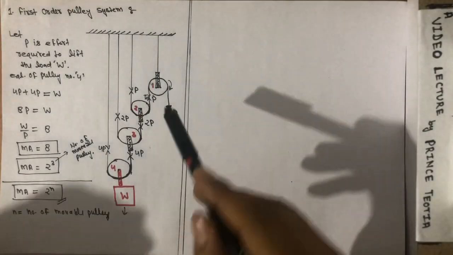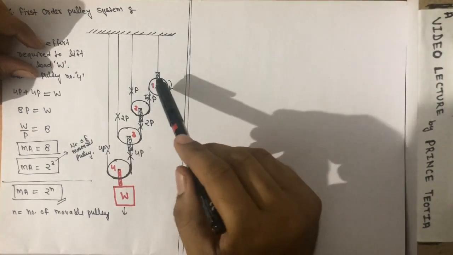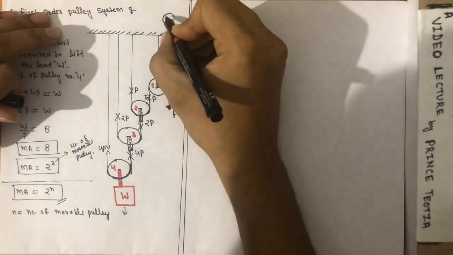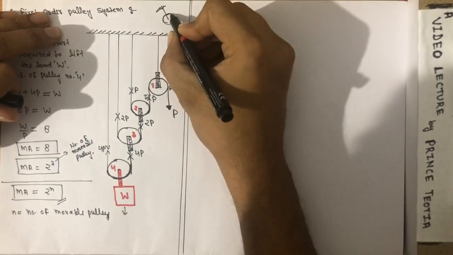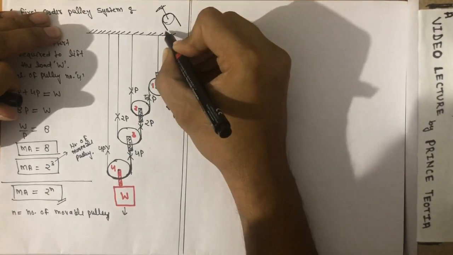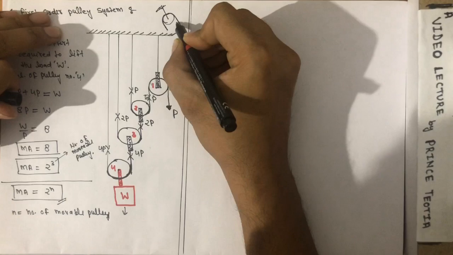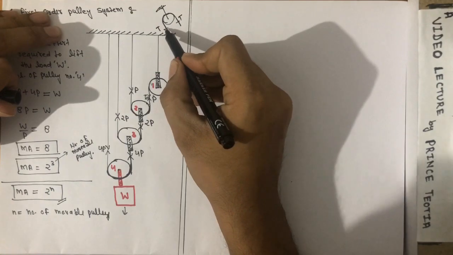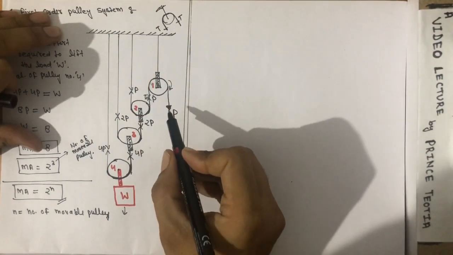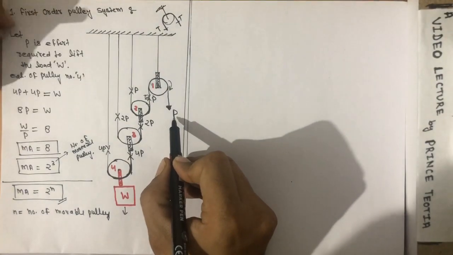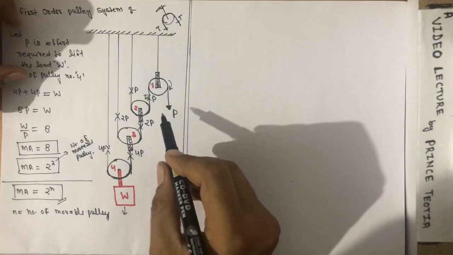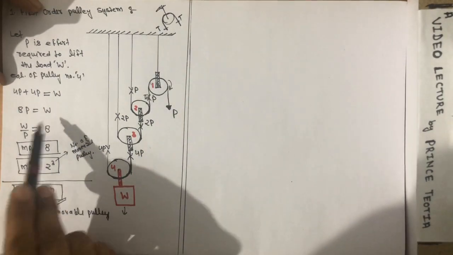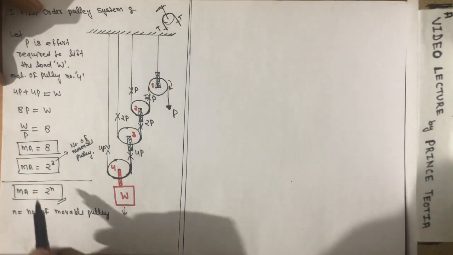This is very simple, you just have to know the concept of pulley and rope. You very well know that if this is one pulley, and a rope wraps around it, then always the tension on both sides will be equal. If this is T1, this should be T1. Like that, we just applied that concept. This is the effort, we assume that is P, and just applying this concept, we find out the relationship between P and W, and we know W by P is the mechanical advantage.